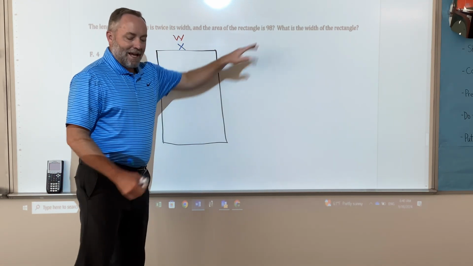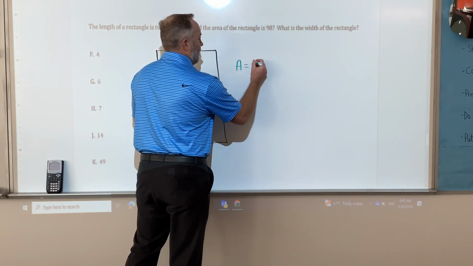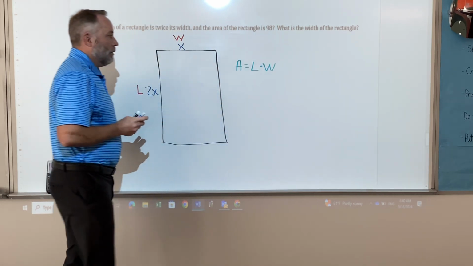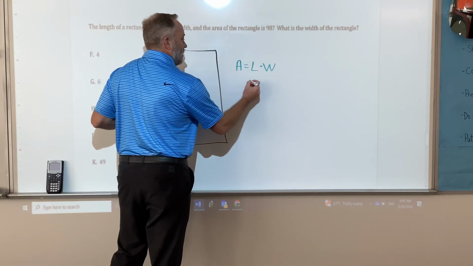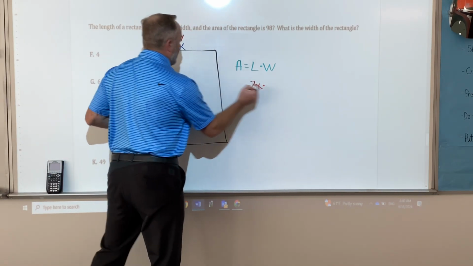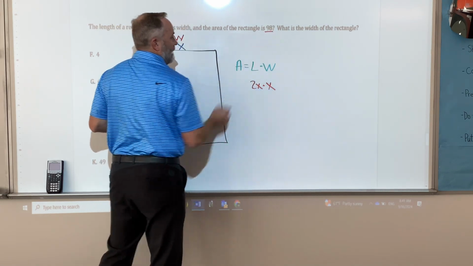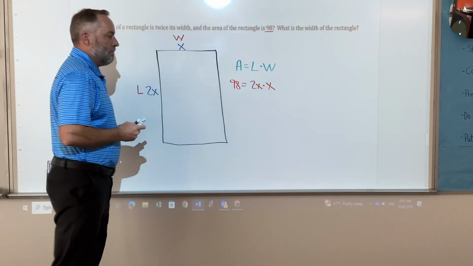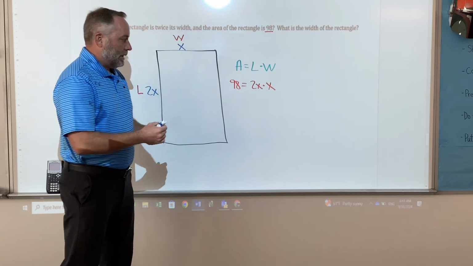Then the other piece of information that we have is that the area of the rectangle is 98. If we recall that the area for a rectangle is length multiplied by width, we know that the length is 2x, the width is x, and the area is equal to 98. Now we have an equation with one variable, and we just need to solve that.